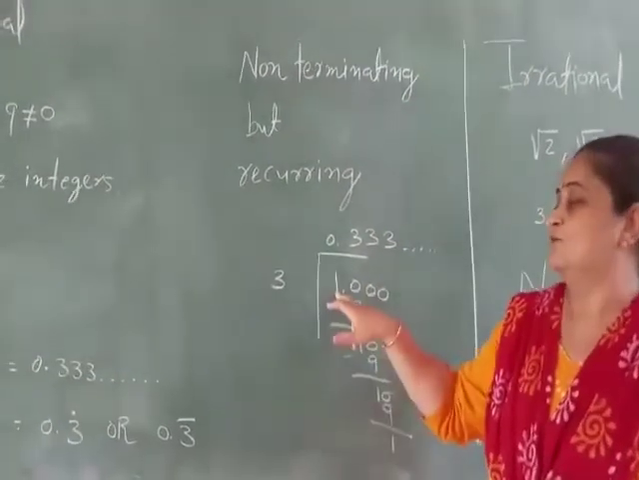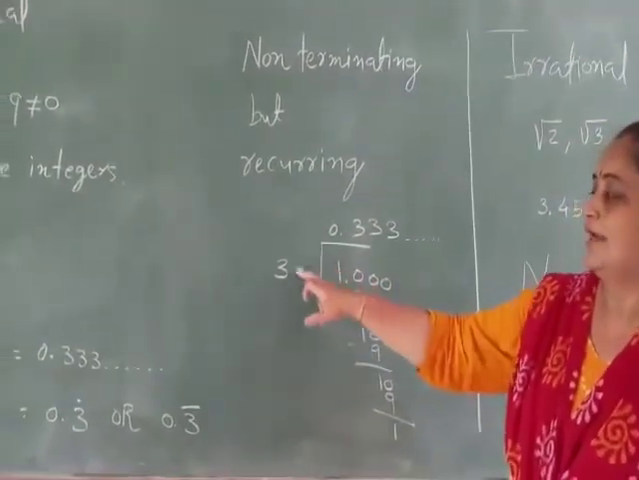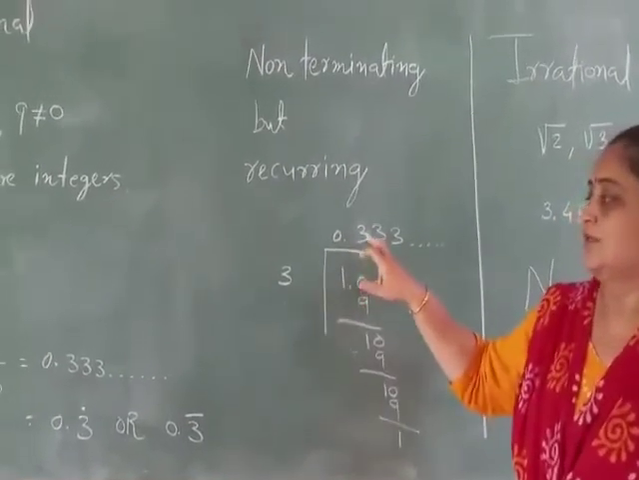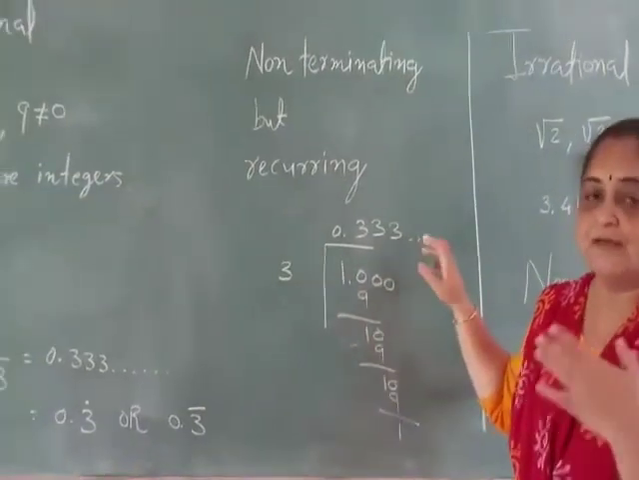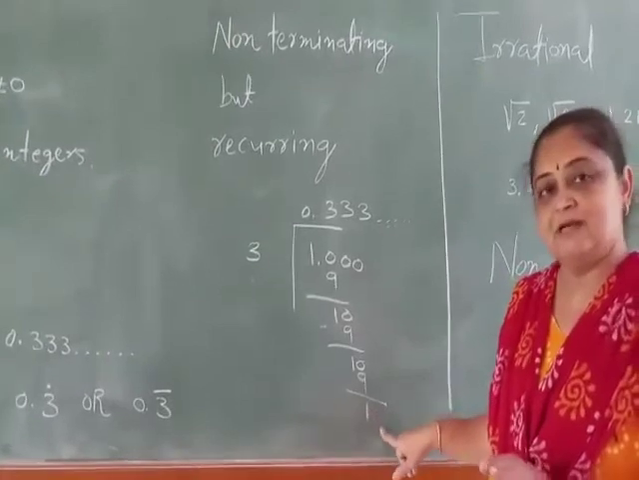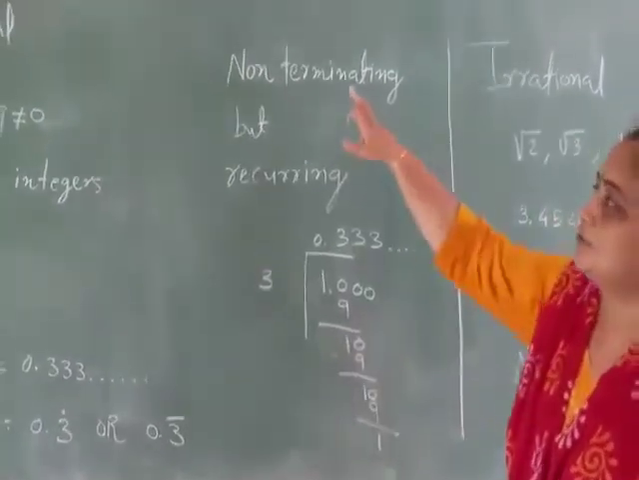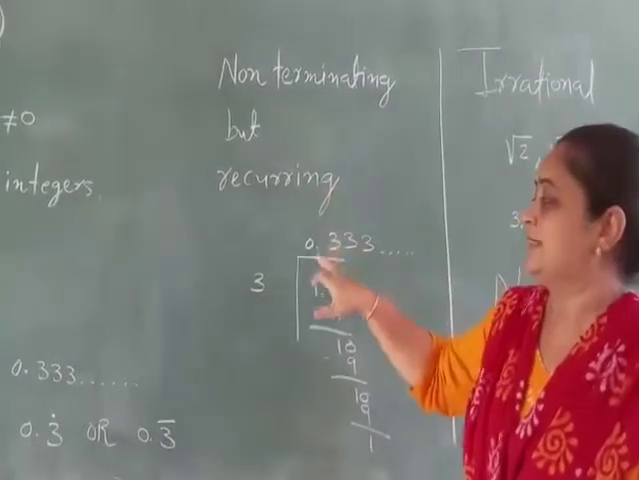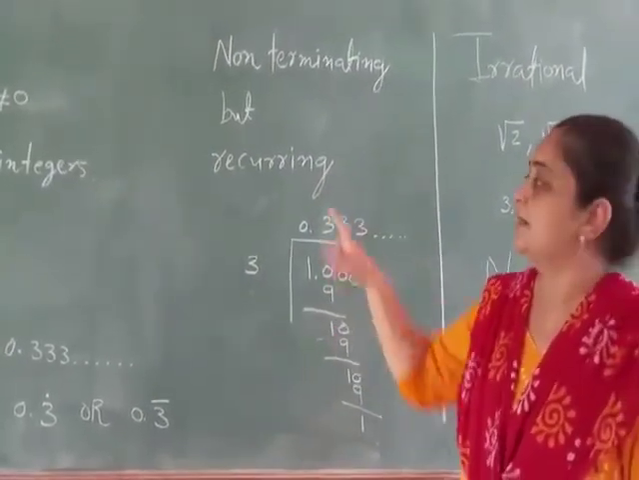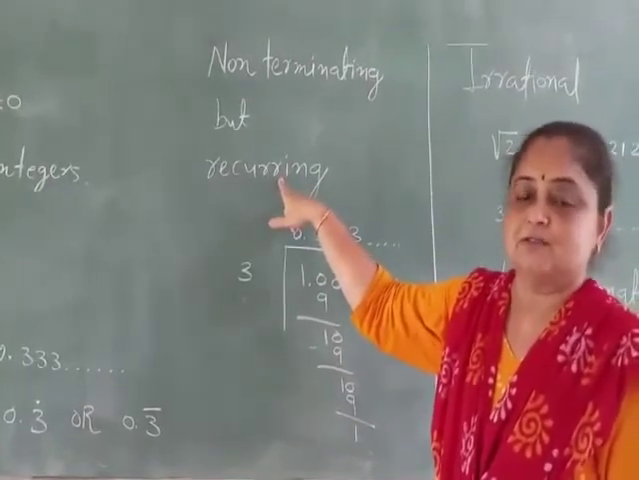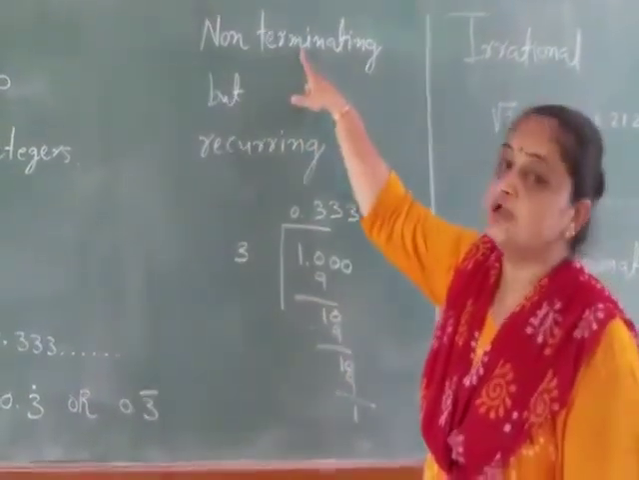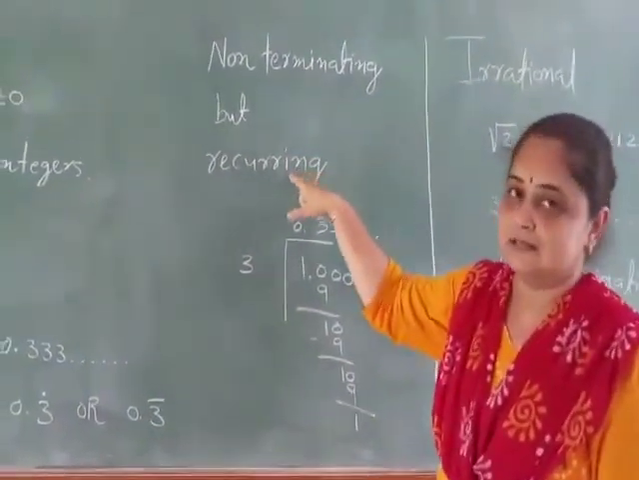For that we have to take a decimal point and 0 and then start the division, and you can see in the question this 3 is repeated and the remainder never becomes 0. So if the remainder is not 0, it is called non-terminating. And in the question, if one number is continuously repeated, it is called recurring. So another type of rational number is one in which non-terminating and recurring numbers are there.